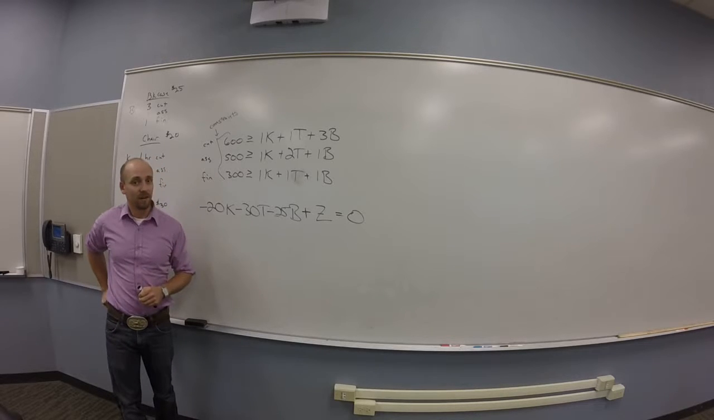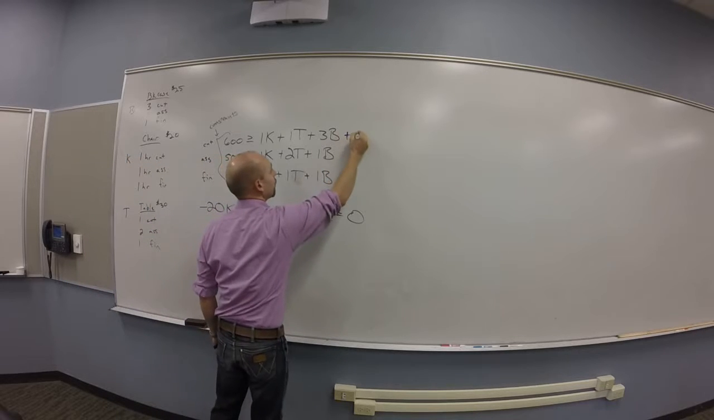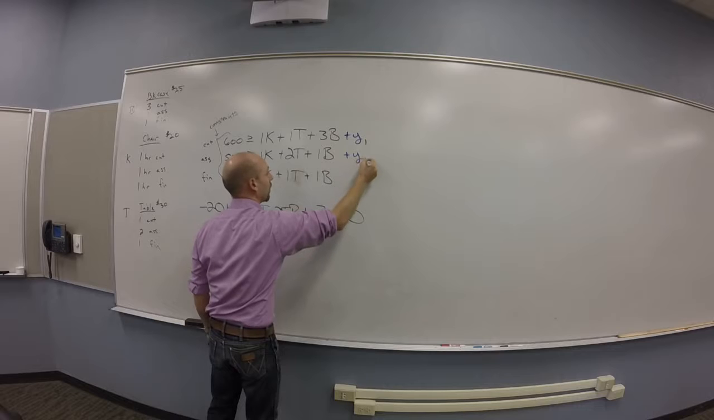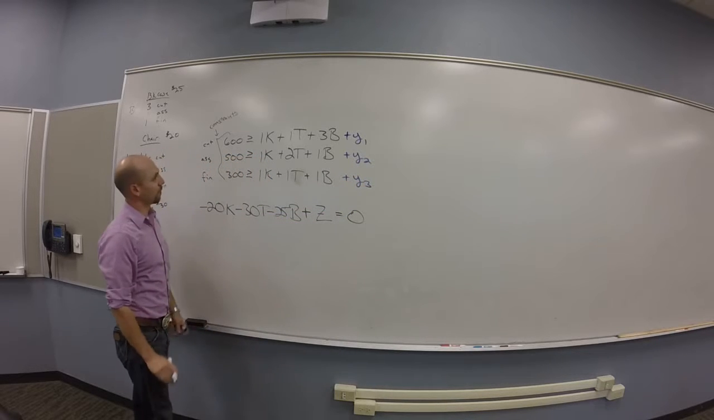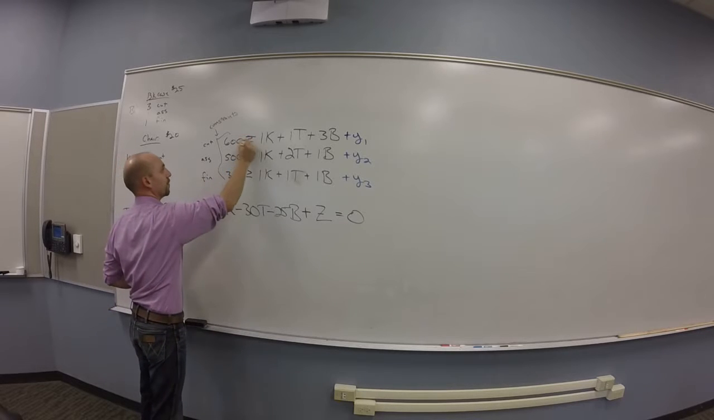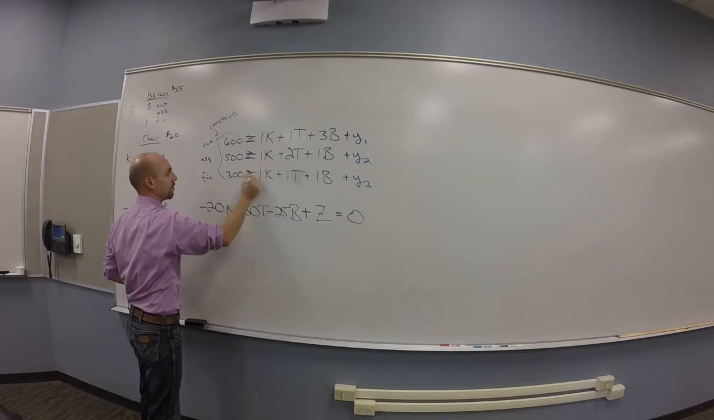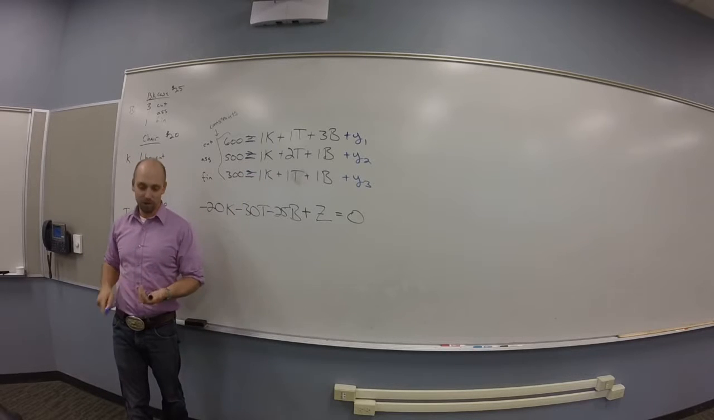Then what else do I need? My first equation, I need plus y1, plus y2, plus y3. And then what else do I want to modify here? The equality. Yeah, these should really be equal signs after I made that modification. Okay, how do I turn this into a table?